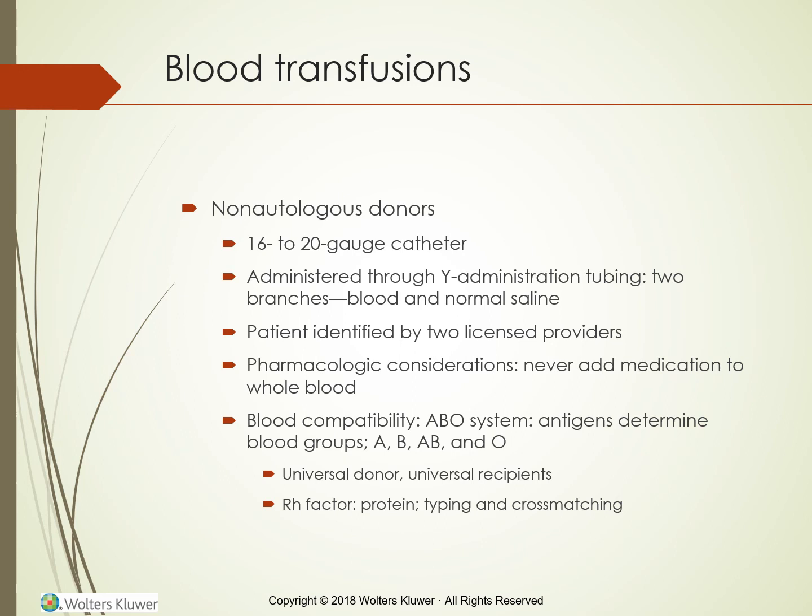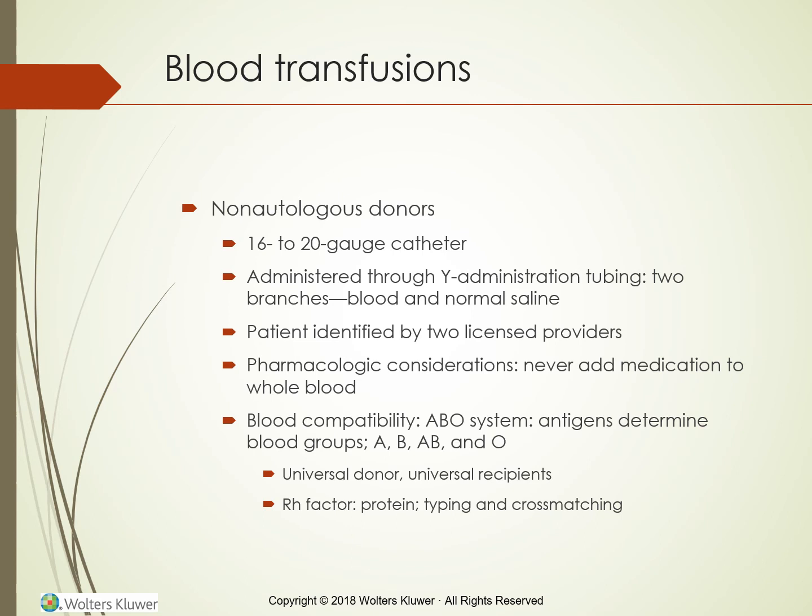Because type O blood has neither A nor B antigens on its surface, type O can be given to a person with any type of blood. For this reason, people with type O blood are referred to as universal donors. However, a person with type O blood cannot receive a type other than O because anti-A and anti-B antibodies will attack the cells in the donated blood.